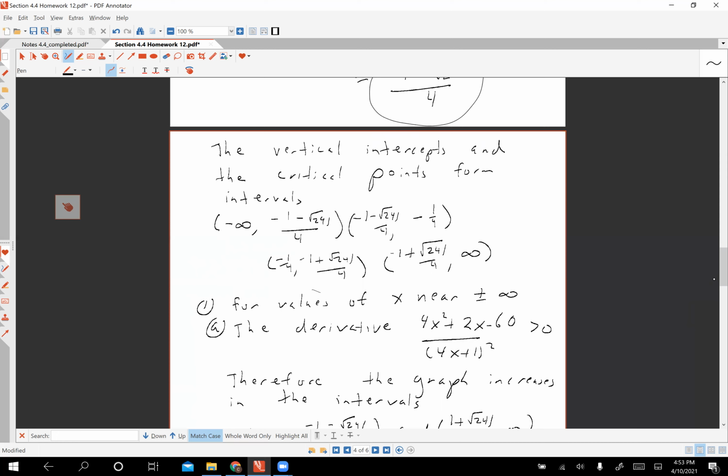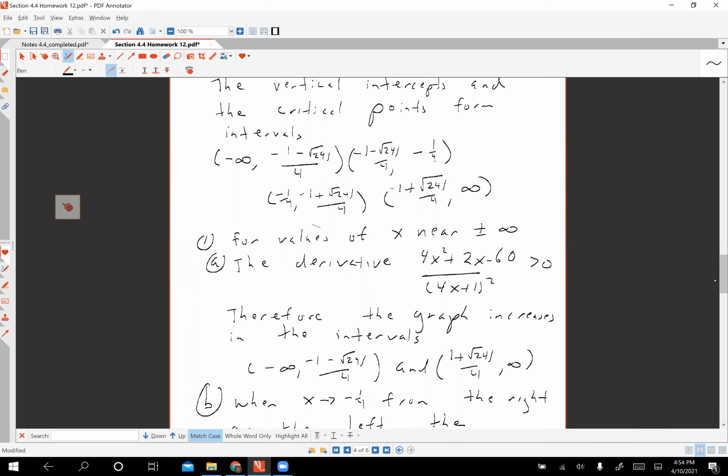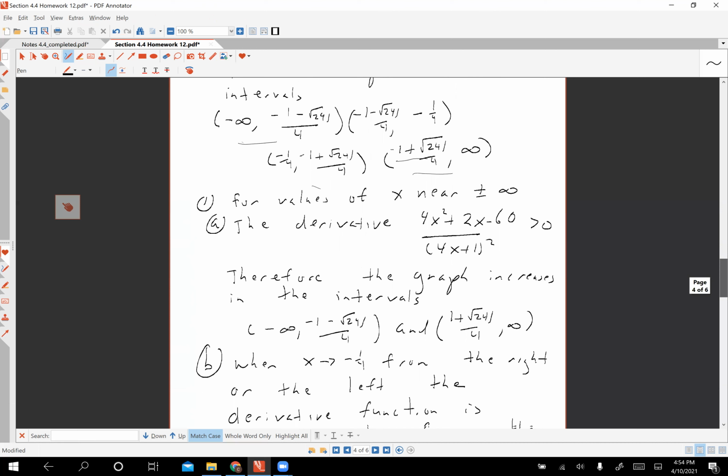So the derivative is 4x squared plus 2x minus 60 over a denominator. Well, the denominator is always positive. And for very large values of x, if you pick x big enough, eventually 4x squared plus 2x minus 60 is positive. So for those end intervals, negative infinity to -1 minus root 241 over 4, and -1 plus root 241 over 4 to infinity, the derivative is positive, and so the function is increasing in those intervals.